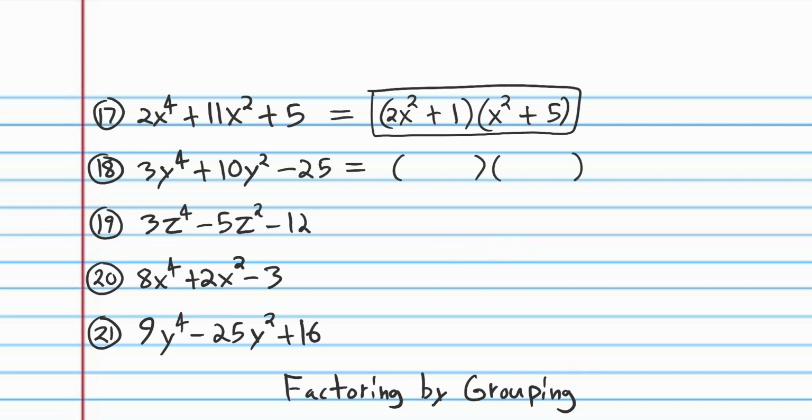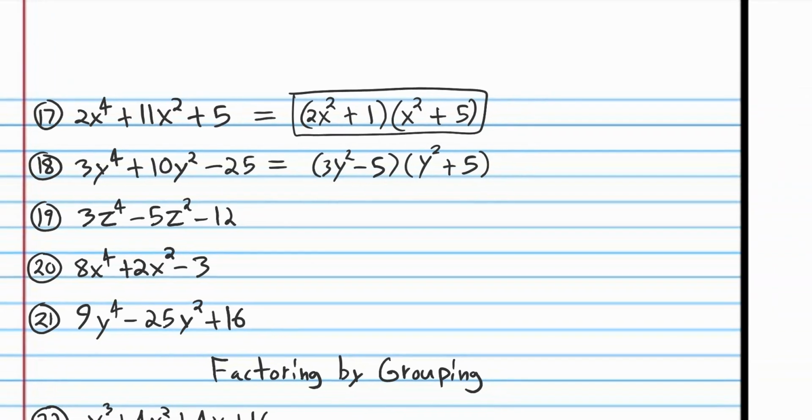So 2 pairs of parentheses as usual, and it's going to be 3y squared times y squared, because 3 times 1 is the only option there. And we have negative 25, so we could use 1 times negative 25, or negative 1 times positive 25, or we could use negative 5 times 5. I'm going to try negative 5 times 5.